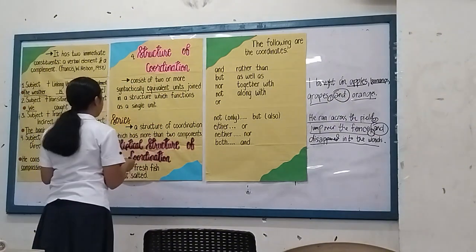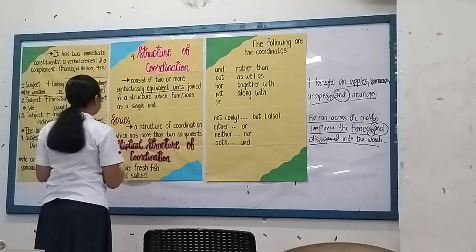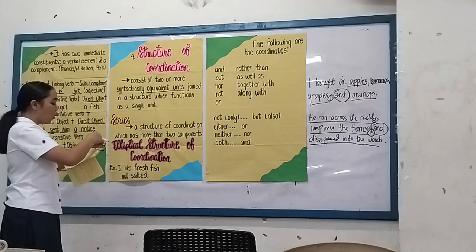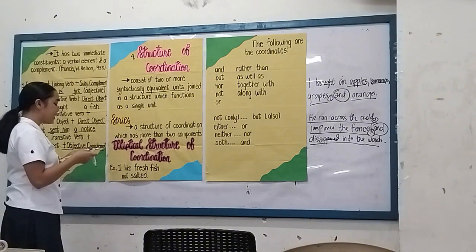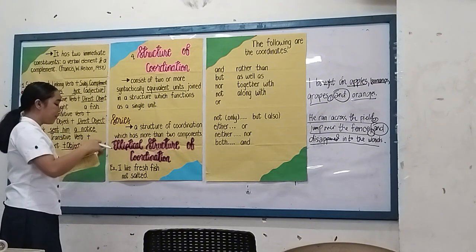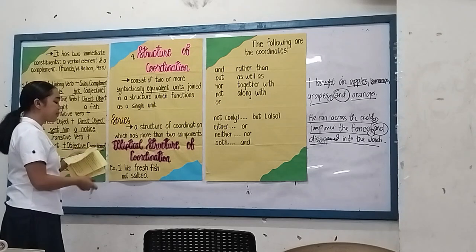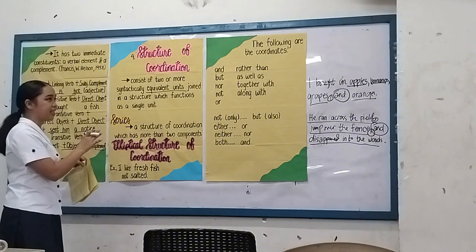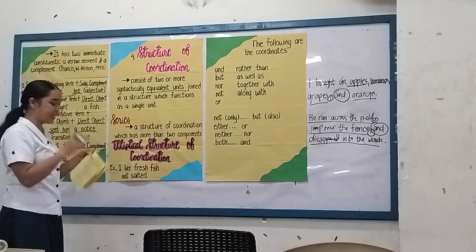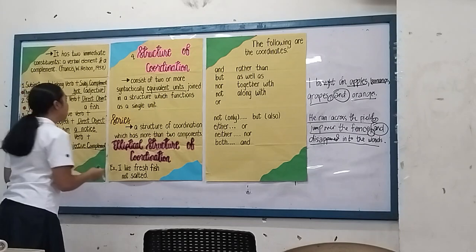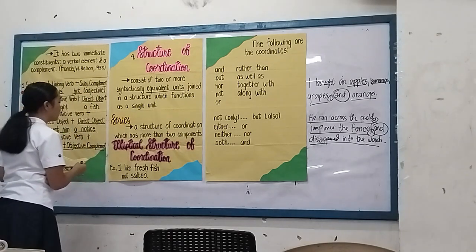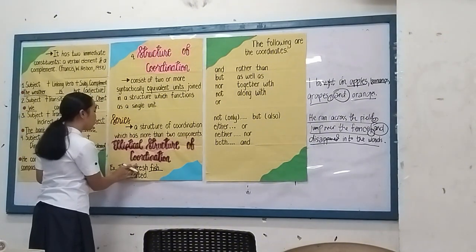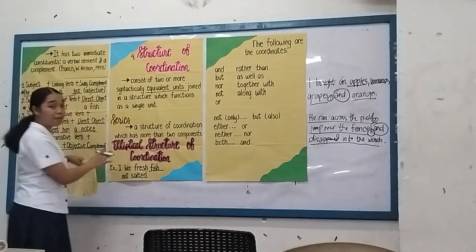So next is the elliptical structure of coordination. So what is the elliptical structure of coordination? It is when joining two sentences by omitting or leaving out words in a sentence to make it shorter without changing the meaning. So the elliptical structure helps avoid repetition and makes writing more concise. The word that appears in the first part is omitted in the second part of the sentence. So for example, I like fresh fish and not salted. So the word fish is omitted. Even though it is omitted, the meaning is still the same.